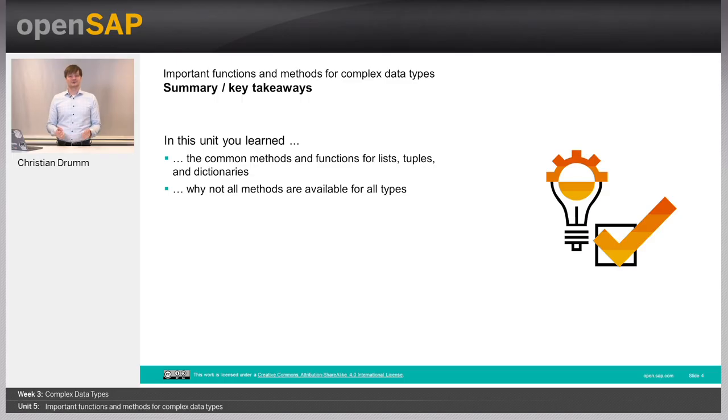So let's switch back to our slides. What have you learned in this unit? In this unit, I have given you an overview of some common methods and functions for lists, tuples, and dictionaries. I've shown you that you can find more information in the documentation, and I want to encourage you once again to have a look at the documentation once in a while to see what functionality is present. And I've also described why not all of these methods are available for all of the complex data types. The most important reason is immutability, for example for a tuple, and therefore we can't delete elements or add elements to it.